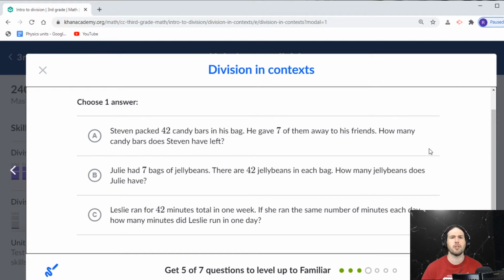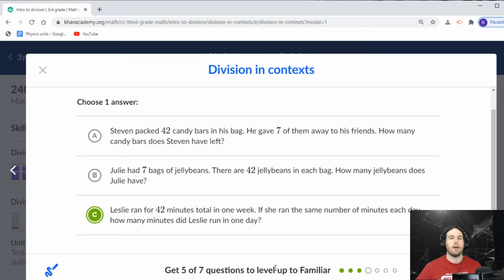Leslie ran for 42 minutes total in 1 week. If she ran the same number of minutes each day, how many did she run in 1 day? That's how you know it's division. We are now taking a total number of minutes, 42, and we are dividing it among 7 days for a total of 6 minutes per day.